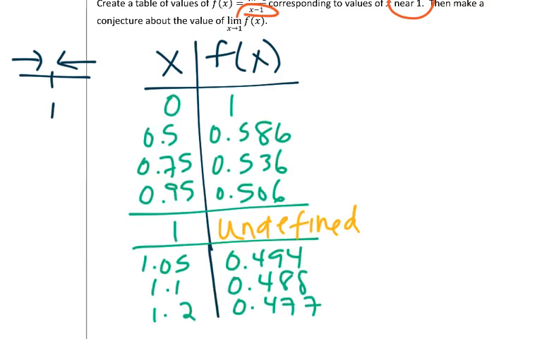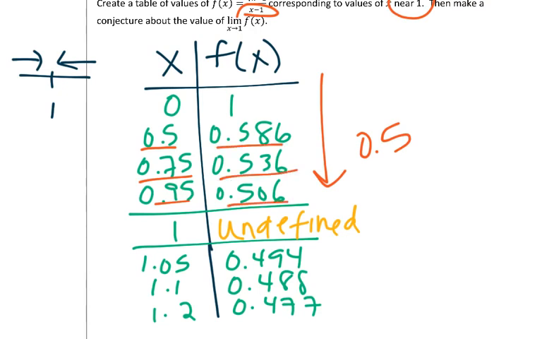Okay, welcome back. Like I said, hopefully you have some of your own values. They don't have to be the same as mine. As you can see, I started a little far away from 1. I started with 0. But as you can see, I chose values closer and closer to see what would happen. And so if I look at what's happening from the left side of 1, it kind of looks like it's getting closer and closer to 0.5, right? So notice 0.586, 0.536, and so on.